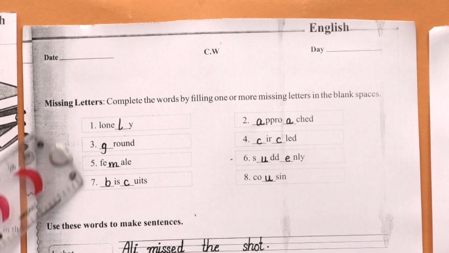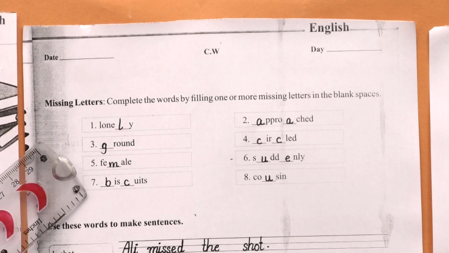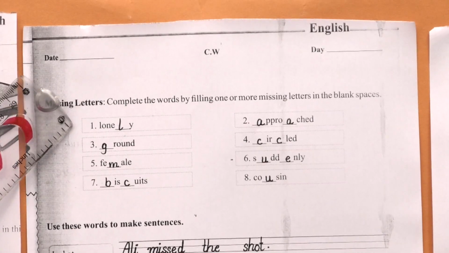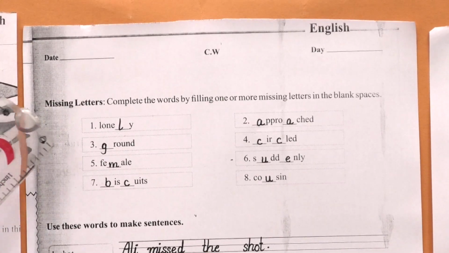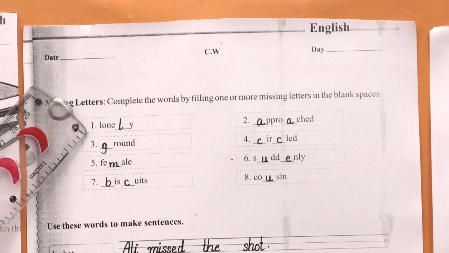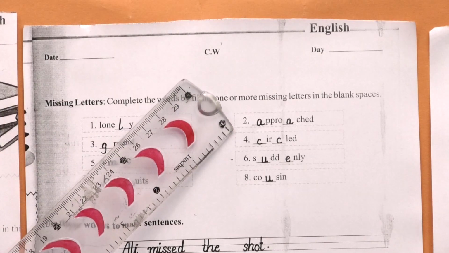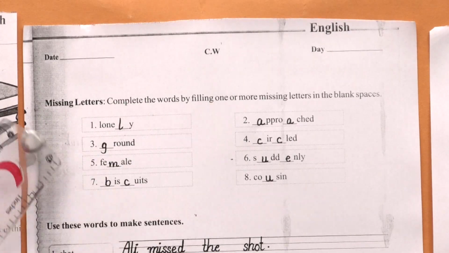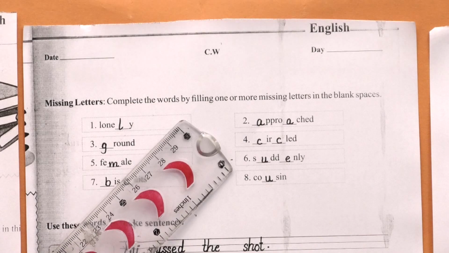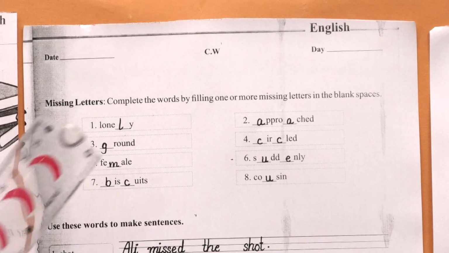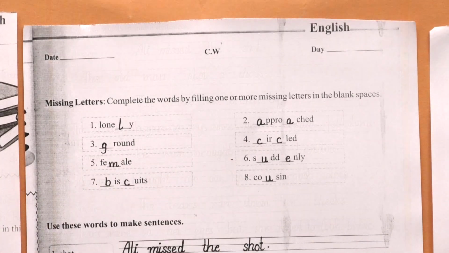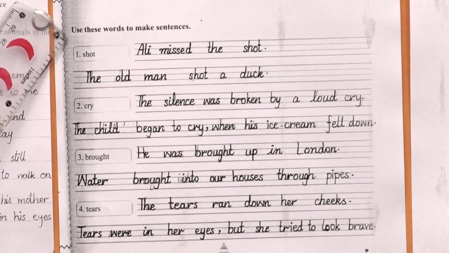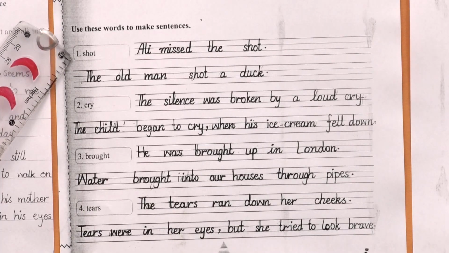You are going to fill these missing blanks with the letters. Now this is given to you in the slot. Do it accordingly. I am going to read the words for you. Lonely, approached, ground, circled, female, suddenly, biscuits, cousin. Moving on to question number 2 on page number 23. Use these words to make sentences.